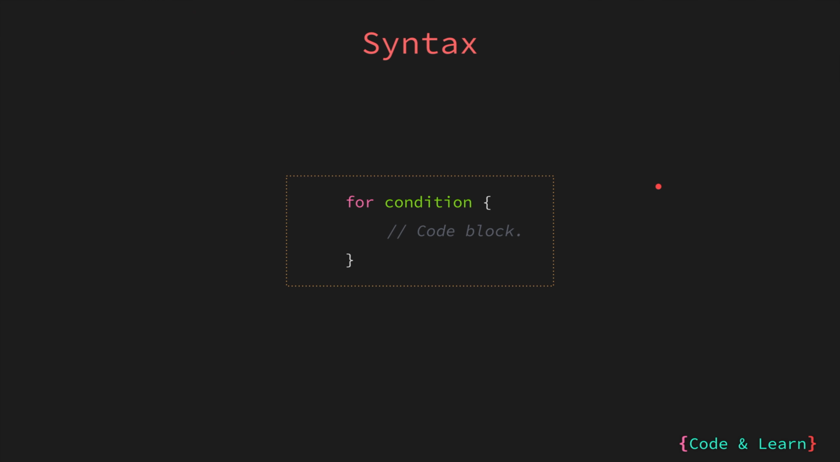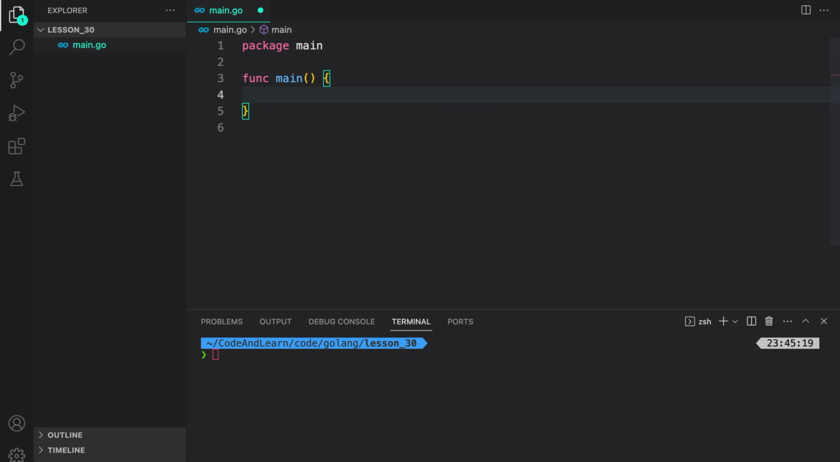Now let's look at each kind of for loop one by one. First is the for loop with condition. As you can see, the syntax here is for keyword followed by the condition and then the block of code that you want to execute. Let's now look at it with an example.